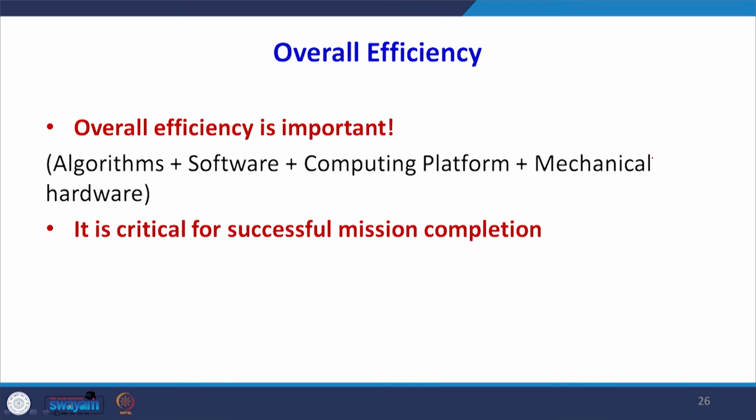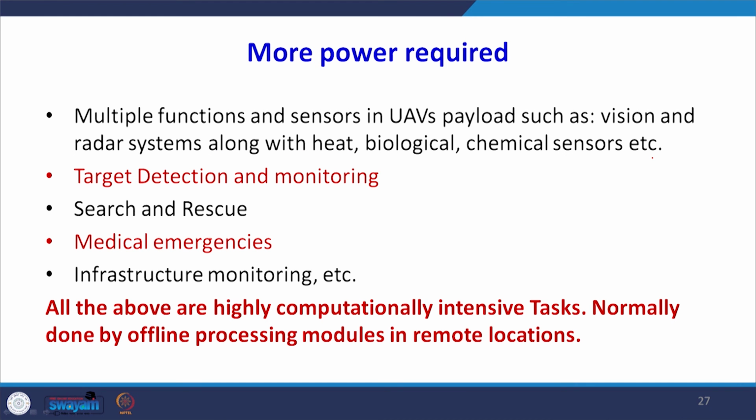Now, it is very important for successful mission completion that we have a very fast system for collecting the data and a very fast system for analyzing the data in real time. So, in order to do that, what is required? The first requirement is more power, because the more you automate the functions, the more power it requires.